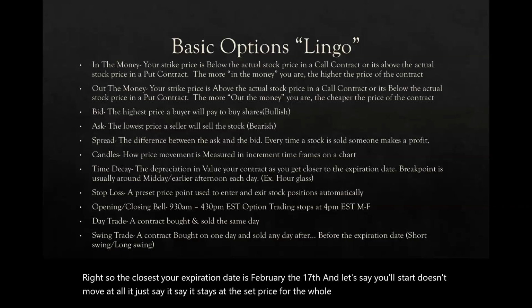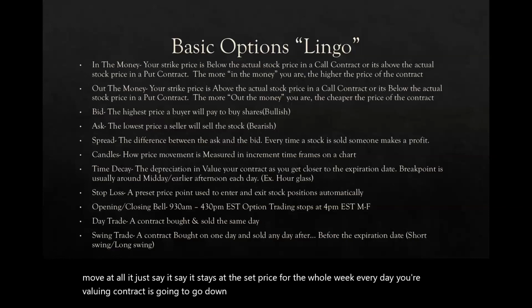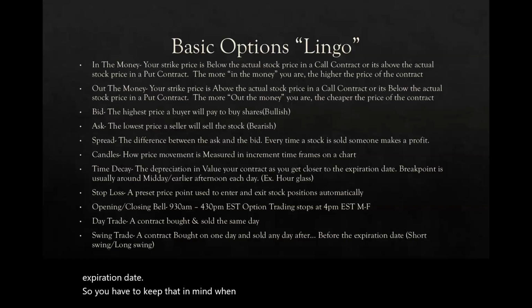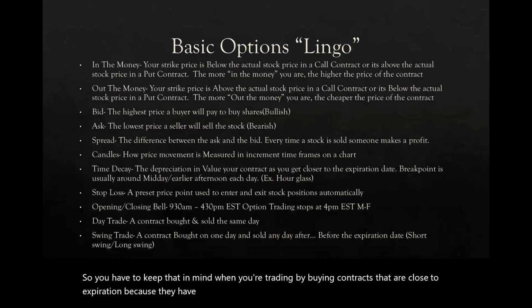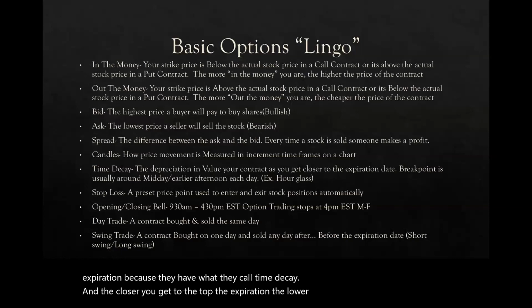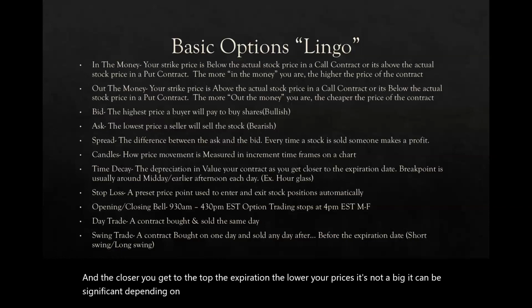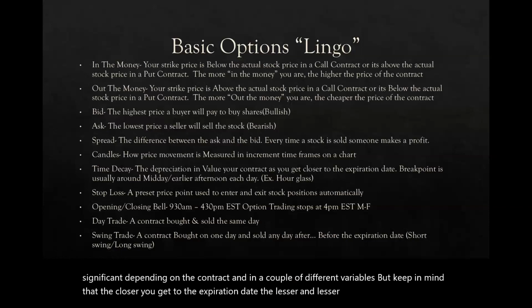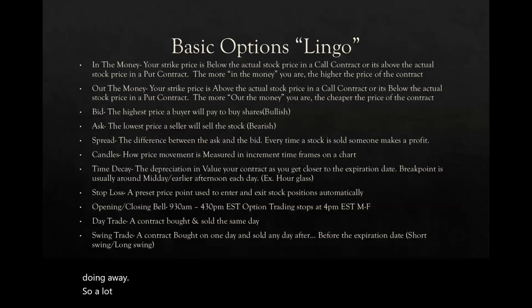Every day the value of your contract is going to go down because you're getting closer and closer to your expiration date. So you have to keep that in mind when you're buying contracts that are close to expiration, because they have what they call time decay. The closer you get to the expiration, the lower your prices. It can be significant depending on the contract and a couple of different variables. Keep in mind that the closer you get to the expiration date, the more your contract starts to dwindle away. So a lot of times my main goal is to take profit every day. My main goal is to get in and get out.